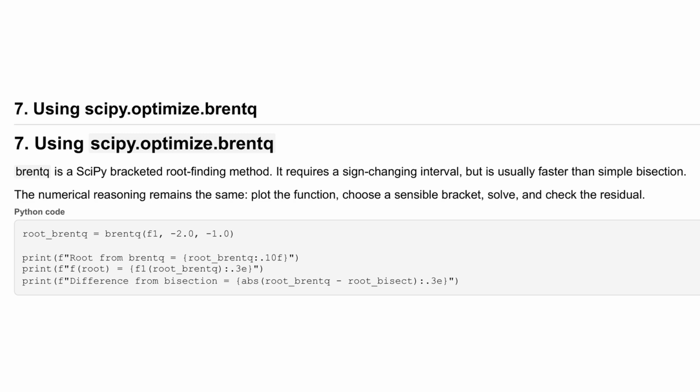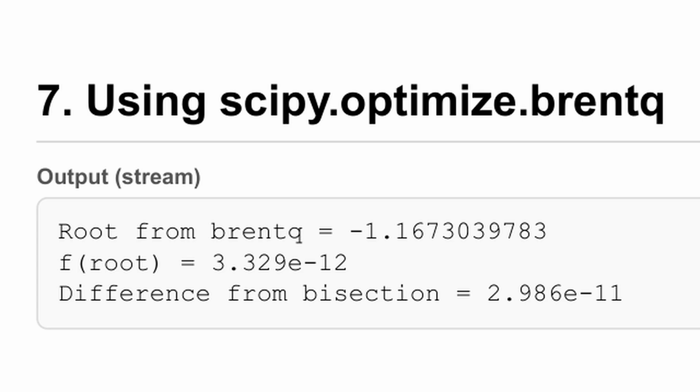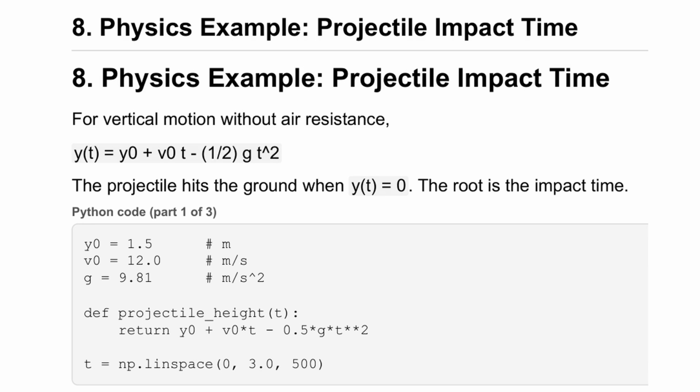While bisection is great, professional libraries like SciPy offer optimized solvers. The BrentQ function is generally the preferred choice for bracketed root finding because it combines bisection with faster interpolation methods. The results from BrentQ match our bisection root almost perfectly, but with even higher precision. Comparing the two shows that the difference is negligible for most physics applications, but Brent's method usually converges in fewer steps. Let us apply this to a real physics problem.